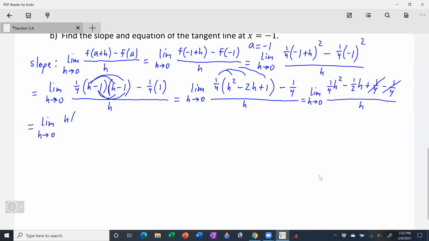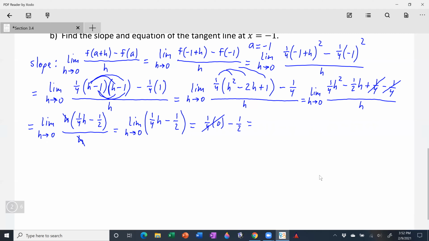So let's go ahead and write that as an h can factor out, and we have 1/4 h minus 1/2. Okay, so we factored the h out, divide by h. Now those h's can cancel, which is a pretty satisfying moment in the whole process because we know that we're almost done. Okay, so now we just have this part, and now we can go ahead and use direct substitution. So plug in the 0 for h, 1/4 times 0 minus 1/2, and that's gone, and we get negative 1/2.